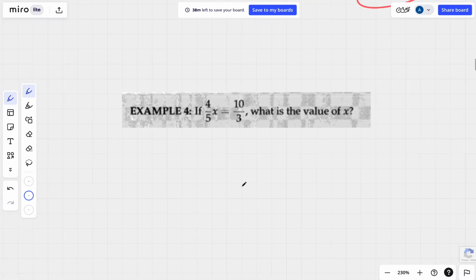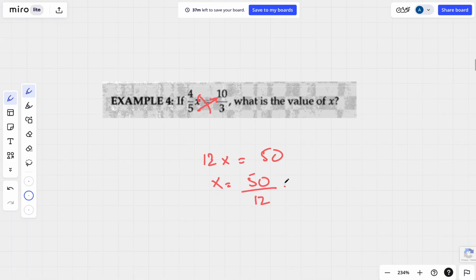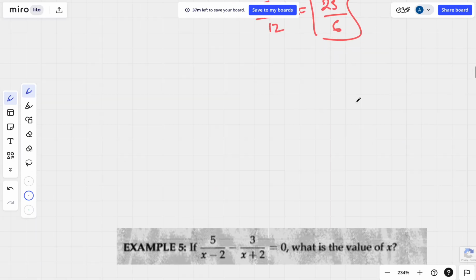Example 4. We need to find the value of x. The best way to solve this is to cross multiply. This goes up, this goes up. So 4 times 3 is 12x is equal to 5 times 10 is 50. So 12x is equal to 50. x is equal to 50 over 12. And then you can simplify this. You can divide by 2. So 2 times 25 is 50. 2 times 6 is 12. That'll be your answer. Okay, next.